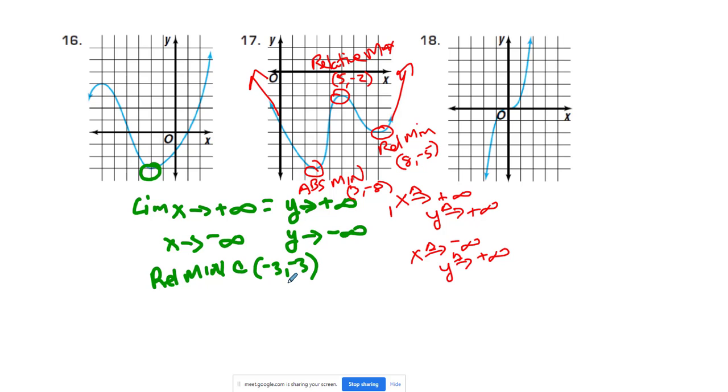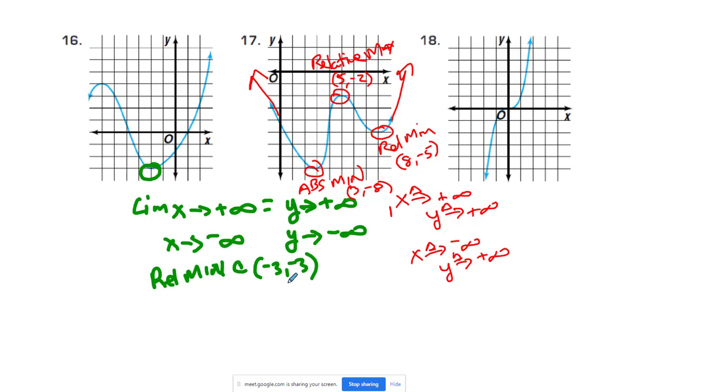And those are all the key points on the graph. So looking at it, you've got the 3 turning points, the maxes and mins, and then you've got the behavior at each end of the graph. So you've got 5 things to consider for number 17. Did anybody have any questions on those? Everybody's good?